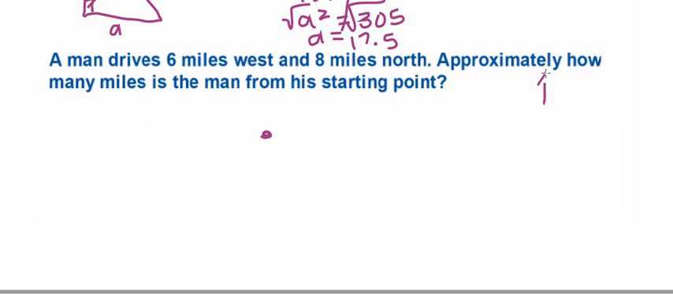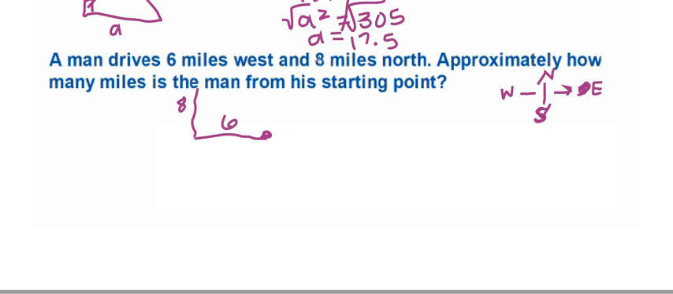So you can assume you've got north, south, east. Wow. I said it and then I wrote random letters. North, south, east, and west. So if he's driving west, you can just go to the left and say, well, that's 6 miles west. And then 8 miles north, well, that would put him up here, 8.